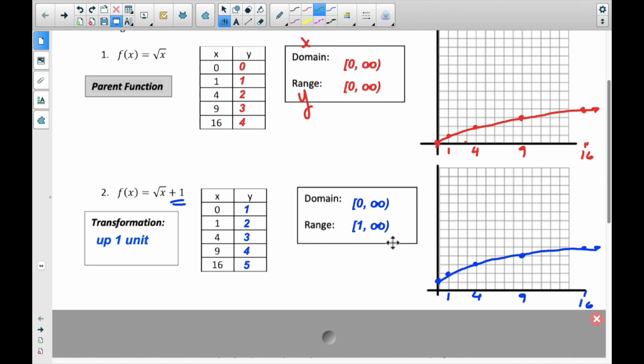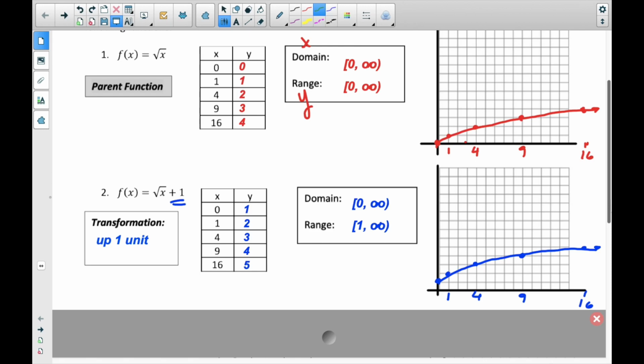The range, though, if you have a plus 1, is there any way to get a 0? No, because you've got this plus 1. You can't really do that. So our range, because we transformed our graph and moved it up 1 unit, we also had to move our range up 1 unit. It can't go to 0. It stops at 1. Or in this case, it would start at 1 and go up from there.